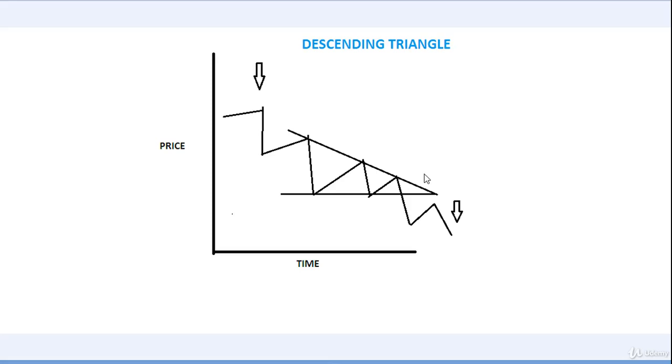As the pattern approaches its completion, the volatility and volume decrease. A breakout is witnessed on the downside with heavy volume, showing the great pressure of selling. In this way, this pattern gives the signal of the continuation of the downtrend.